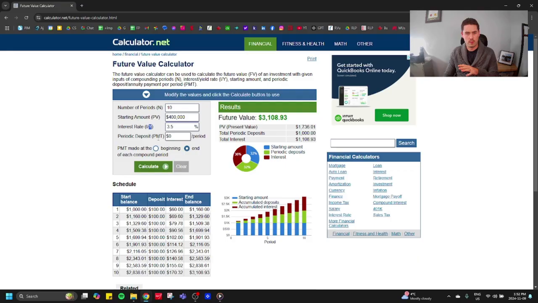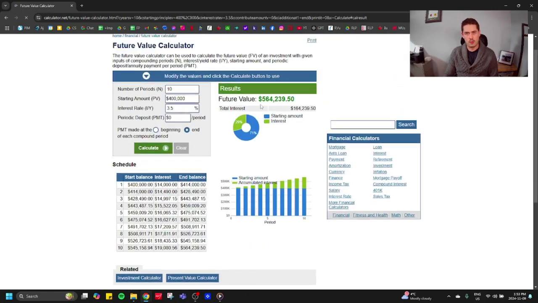Periodic deposit, this is something totally different that we wouldn't use in real estate, but I'll talk about that in a few minutes. This we can ignore as well because what it's asking is, are you making your periodic deposits at the start of a month or at the end? Again, we'll talk about that after. Let's just use 10 years from now, what's a $400,000 house worth if it's going up by 3.5% per year?